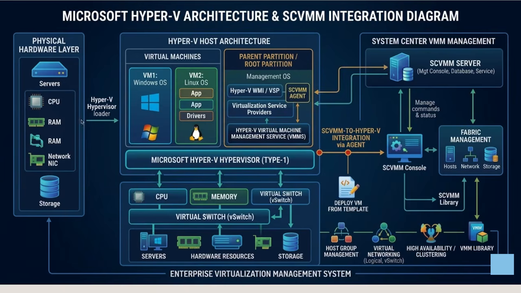Talking about the architecture of the hypervisor, on the left you see that there is a physical hardware layer, which represents the physical servers that have the physical CPU, RAM, network interface cards, or the storage allocated to them. Microsoft's hypervisor is placed on top of this hardware. This is a type 1 hypervisor, which means that it does not require an operating system because it comes with its own operating system kernel.